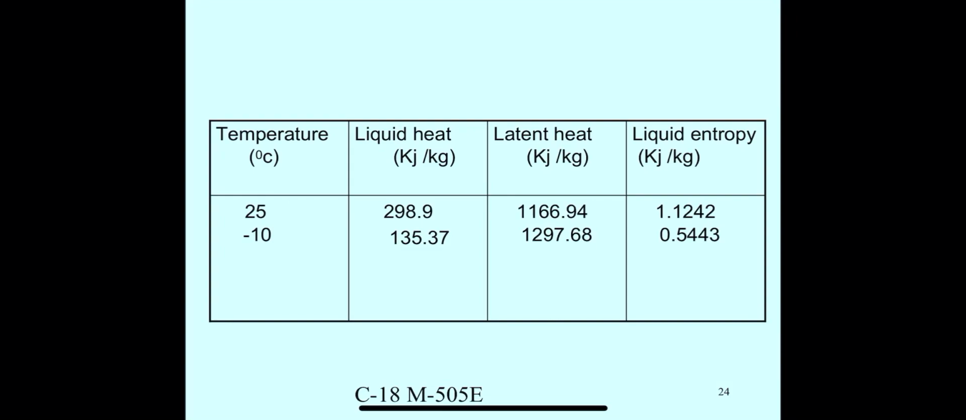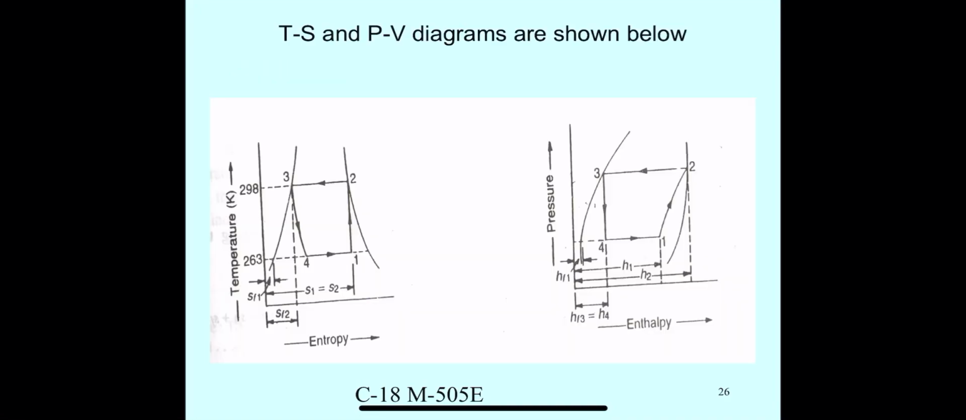The temperature, liquid heat, latent heat and liquid entropy values are given. First, temperature T1 to T3 is the same. So T1 and T4 are the same temperature. H3 and H4 are the same, and HFG2 is given, and HF2, HF1, HFG1, SF1. Okay. After finding this, draw the temperature-entropy and pressure-enthalpy diagrams.